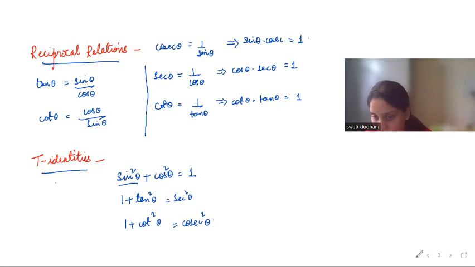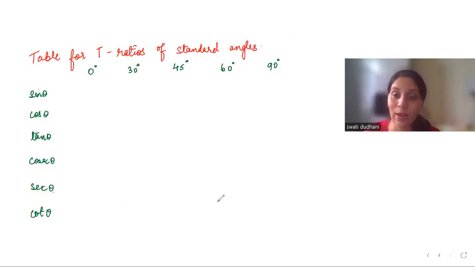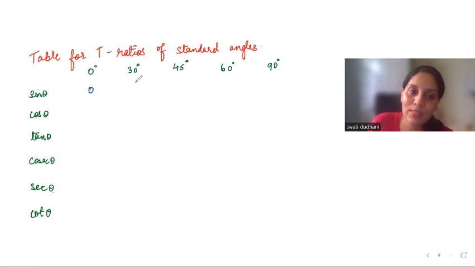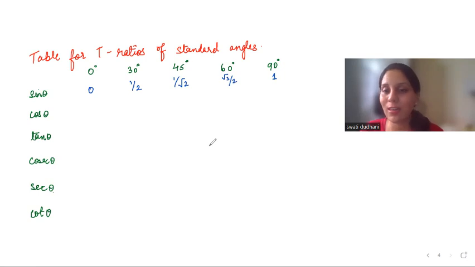All right, next up is the last topic of this chapter, that is trigonometric standard angles. Here you can see on the left side I've written all the trigonometric ratios and at the top are the standard angles. Now, how do I remember this table? It's very, very easy. You just need to remember the values for sine theta, and thereafter I'll give you the technique. So sine 0 is 0, sine 30 is half, sine 45 is 1 by root 2, sine 60 is root 3 by 2, and sine 90 is 1.